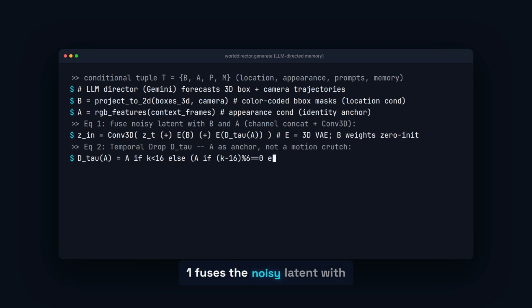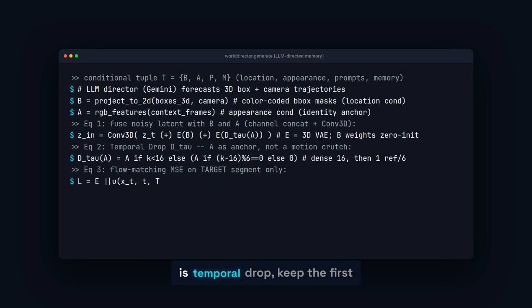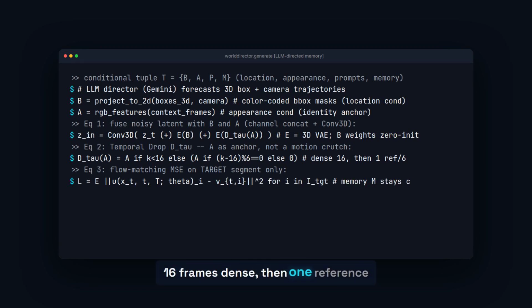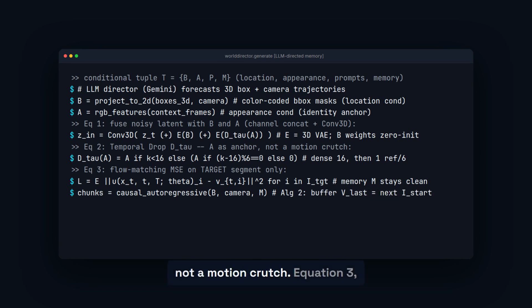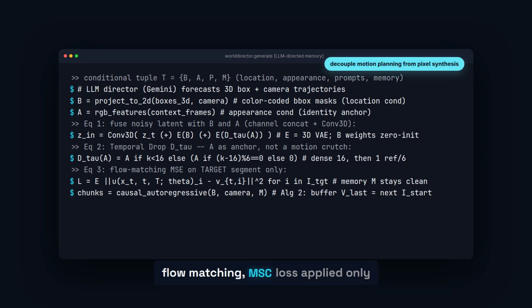Equation 1 fuses the noisy latent with B and A by channel concat and a Conv3D. Equation 2 is temporal drop: keep the first 16 frames dense, then 1 reference frame per 6, 0 the rest, so A stays an identity anchor, not a motion crutch. Equation 3, flow matching MSE loss applied only to the target segment, leaving the clean memory untouched.